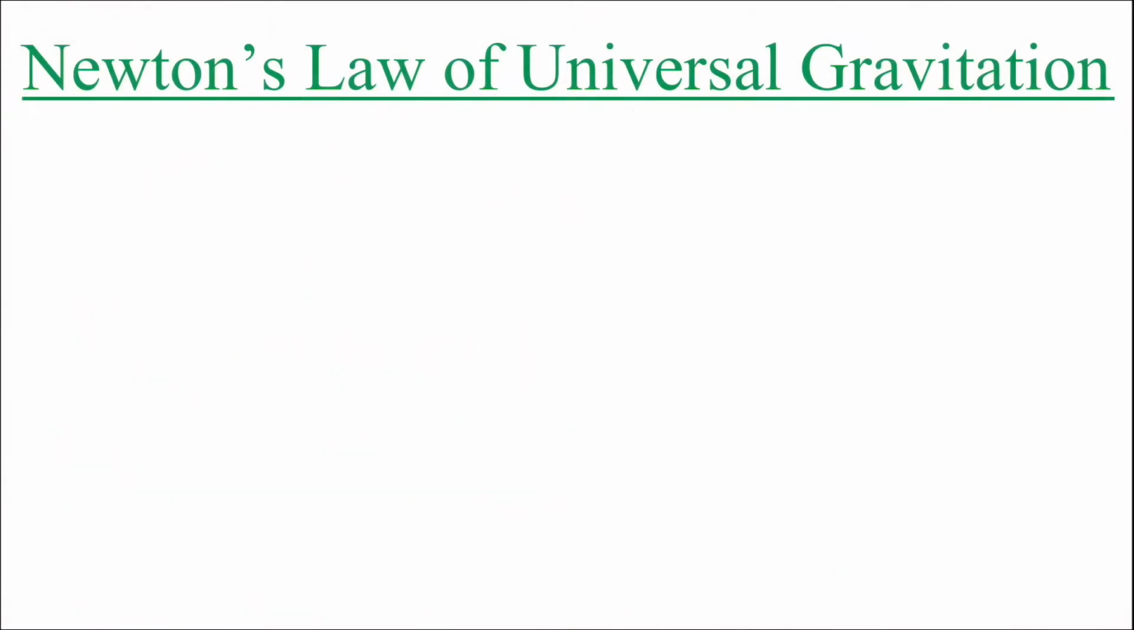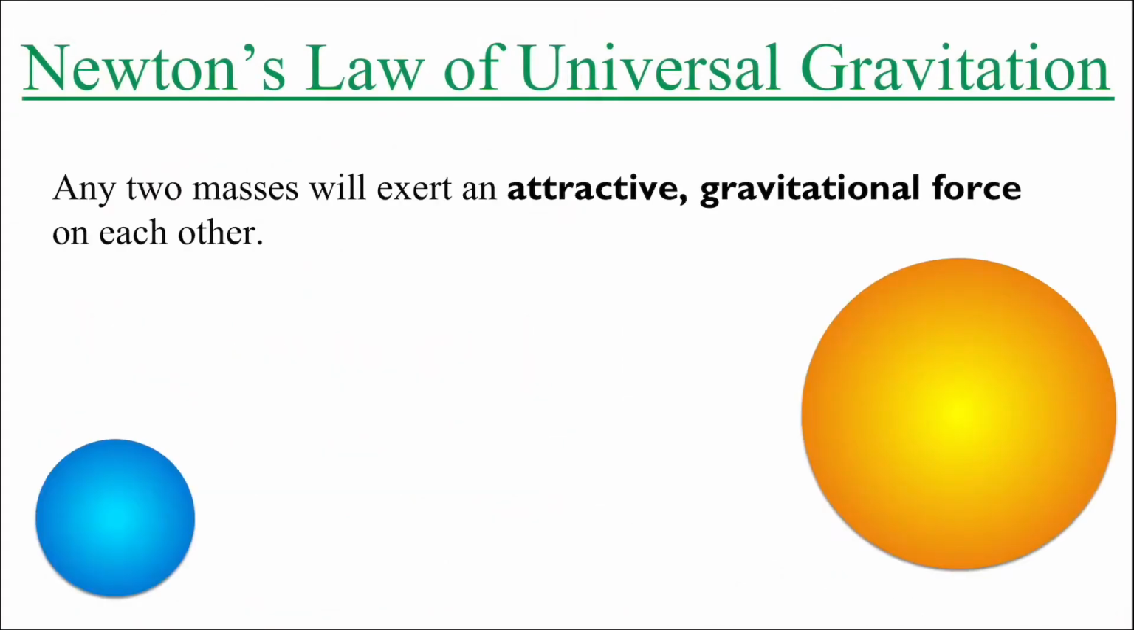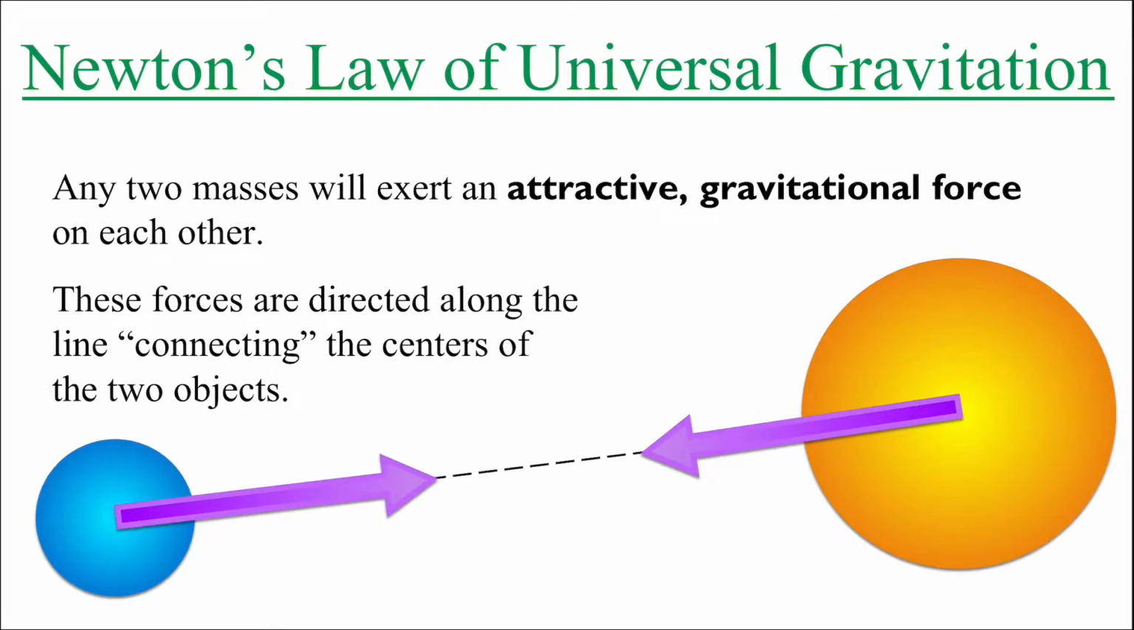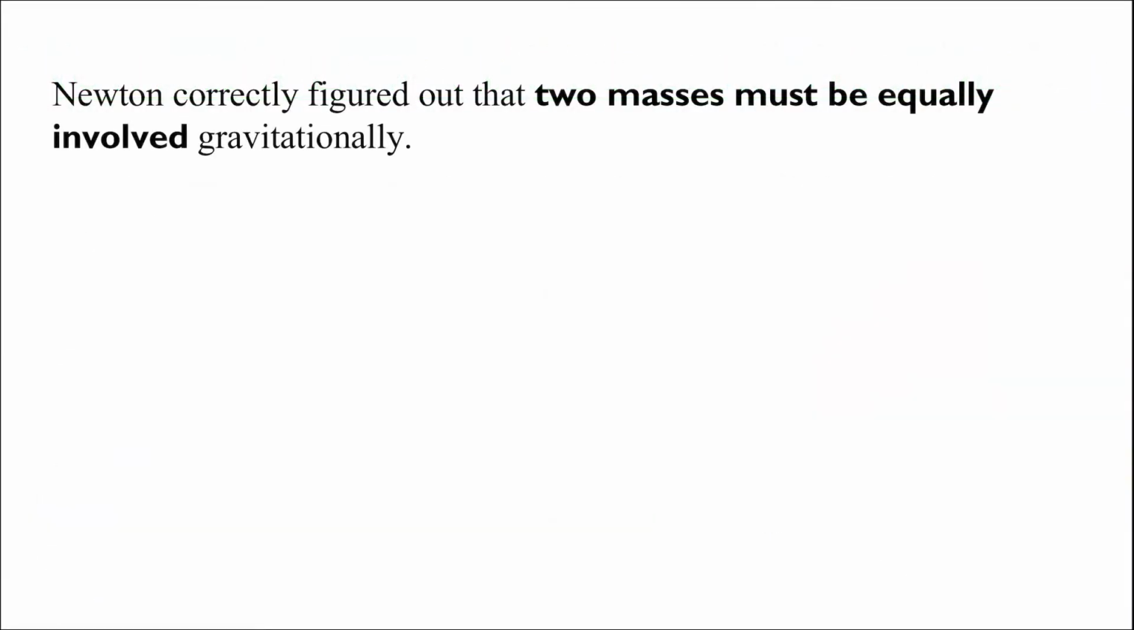is all about. It states that any two masses will exert an attractive gravitational force on one another. These forces are directed along the imaginary line that connects their centers. The interesting thing here is that the forces that these two objects experience from one another are the same, despite the objects' own mass differences, and here's why. Newton correctly determined that both masses are equally involved in the gravitational attraction experienced between them. One does not overpower the other.